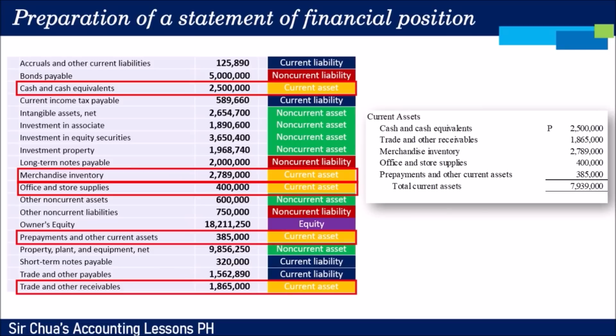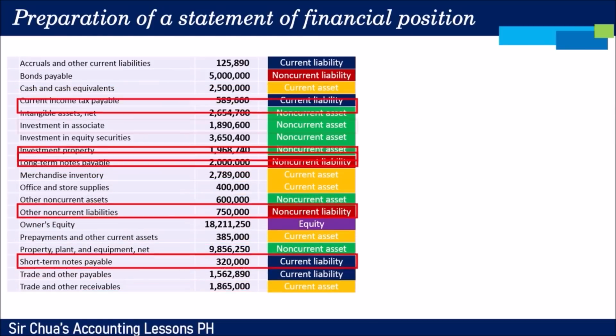And then, pakitotal lang po lahat. Yun na po, yung total current assets natin na 7,939,000. Ginawa ko lang po siyang statement format. Ganyan lang po yung itsura. Okay? So, I hope you understand how to prepare the current asset section. So, pagkatapos po nating i-prepare yung current asset section, we proceed to the non-current assets.